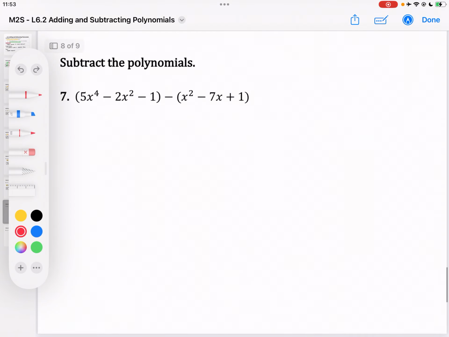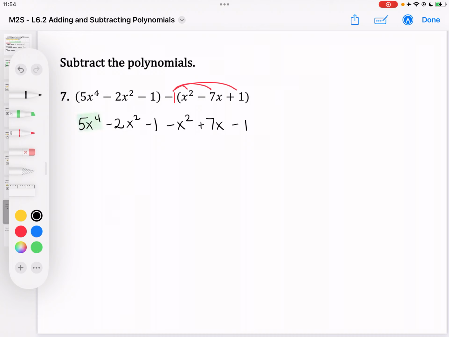All right, let's do another one, and then the last one I would suggest you try. So I'm going to go ahead and distribute -1 in. So I'm going to rewrite 5x to the 4th minus 2x squared minus 1, and I'll distribute. So -1 times x squared is -x squared. Negative 1 times negative 7 is a positive 7. And then negative 1 times 1 is negative 1. And then I can go ahead and start combining like terms.